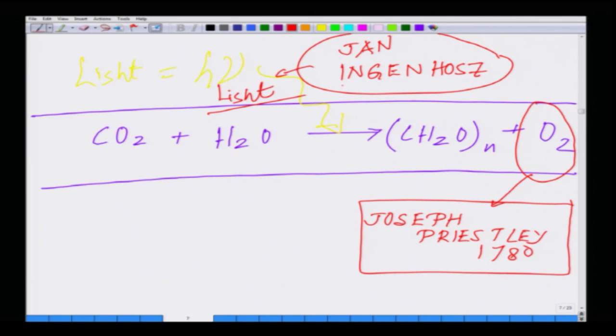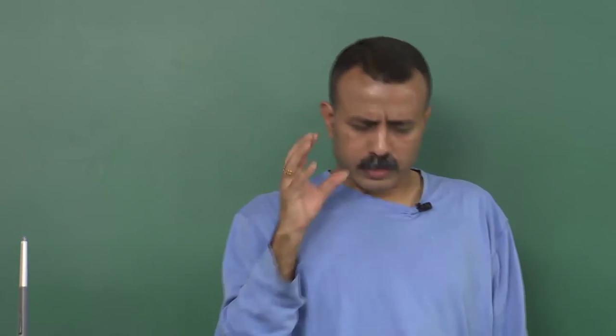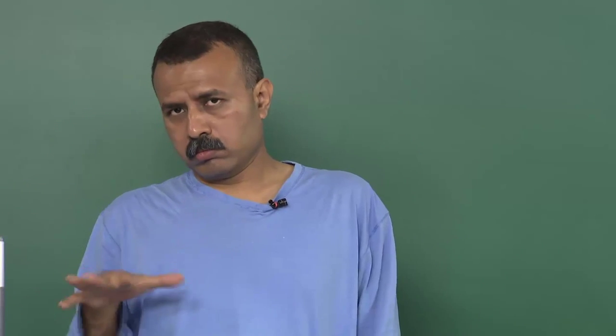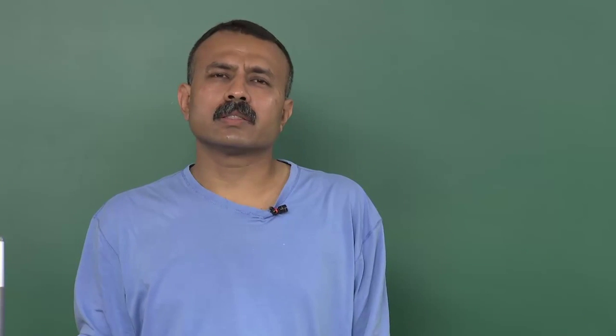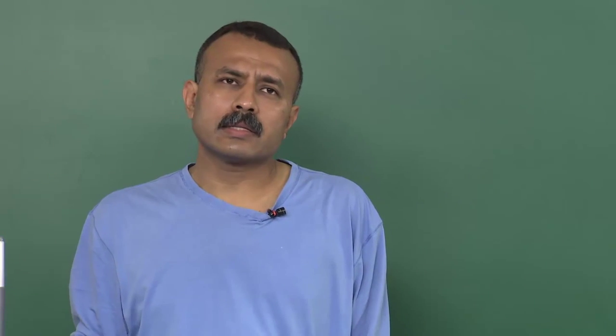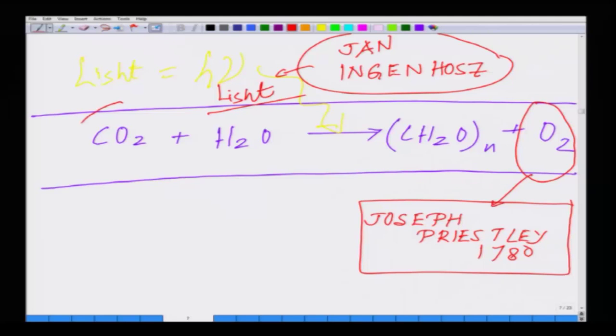Followed by this is the next discovery of carbon dioxide. This process is being regulated by carbon dioxide. Without carbon dioxide, it is not regulated. The essential component, or the reactant, of this whole machinery is carbon dioxide. This was done by another scientist called Jean Senebier. Okay. Carbon dioxide.